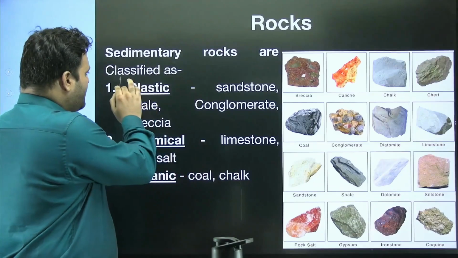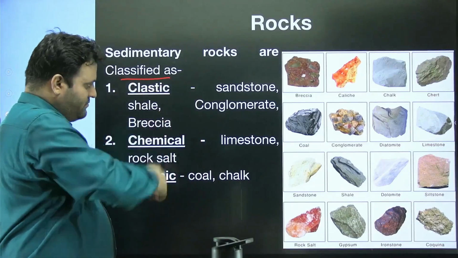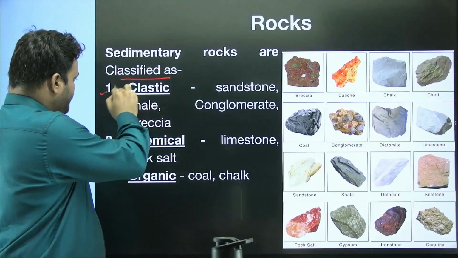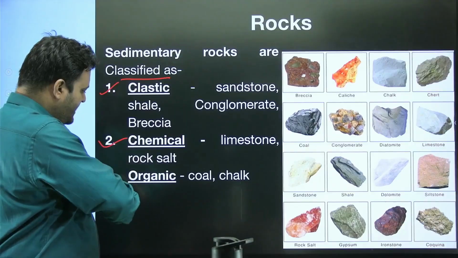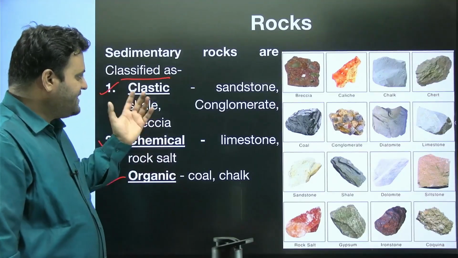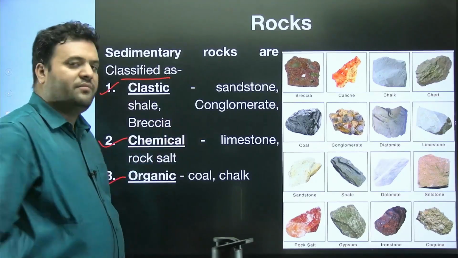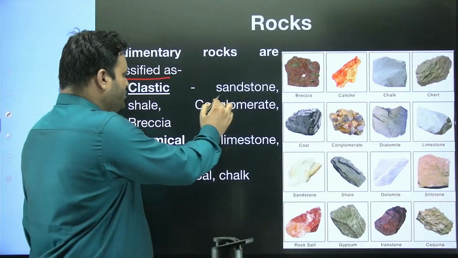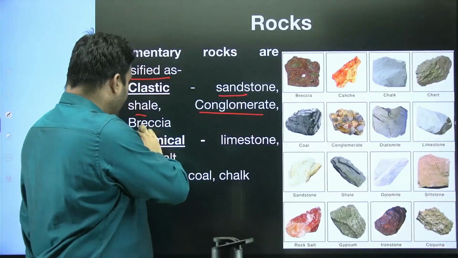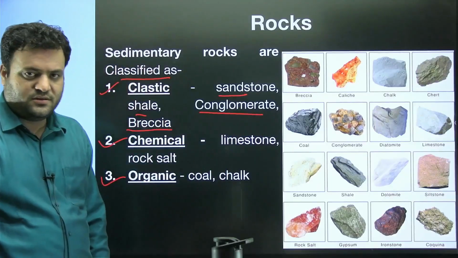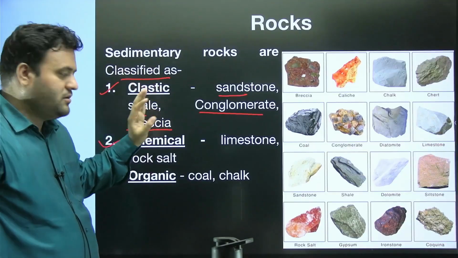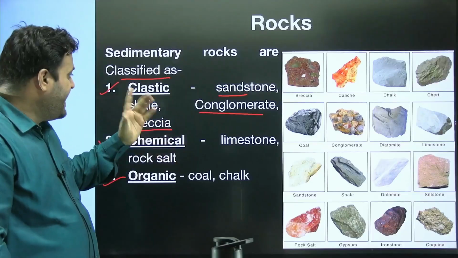Sedimentary rocks are also classified as clastic, chemical, and organic. Clastic sedimentary rocks include sandstone, shale, conglomerate, and breccia. These are the set of rocks that are categorized and subcategorized as a class.